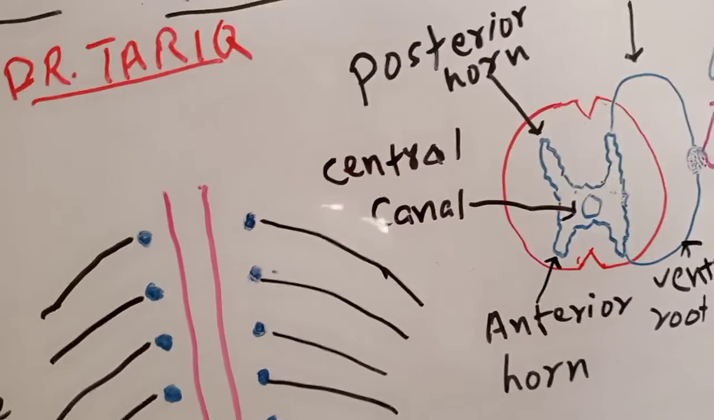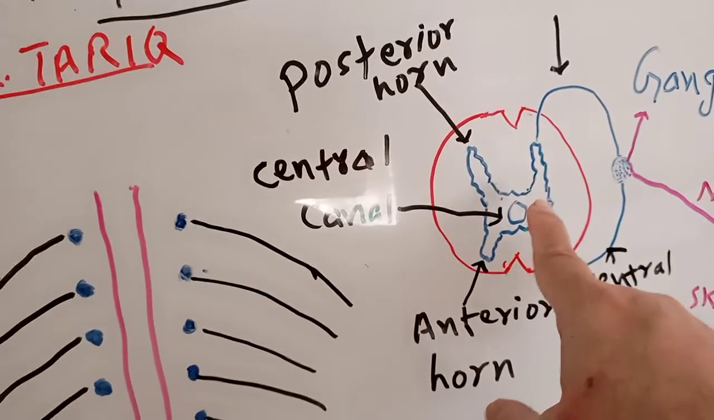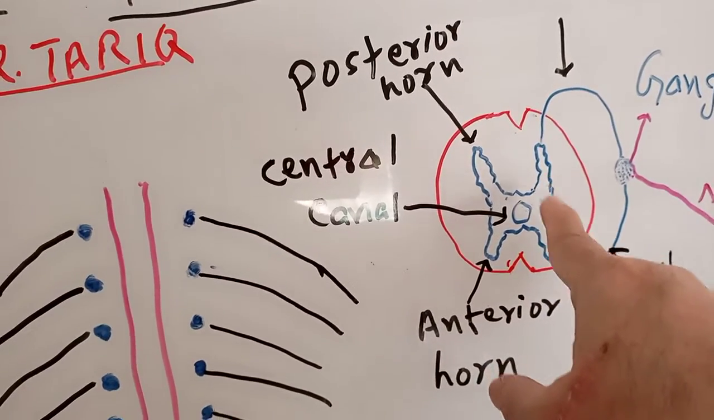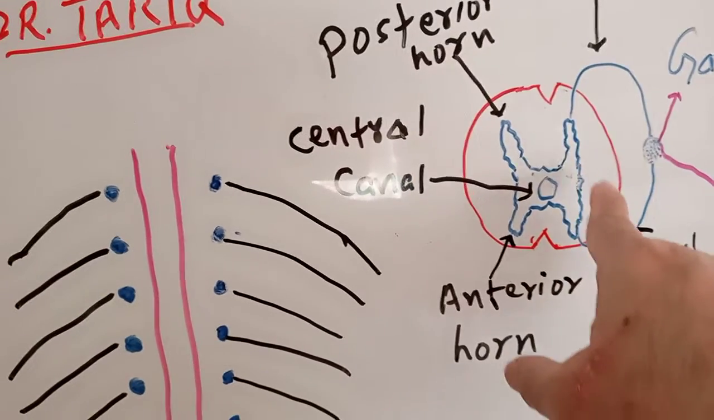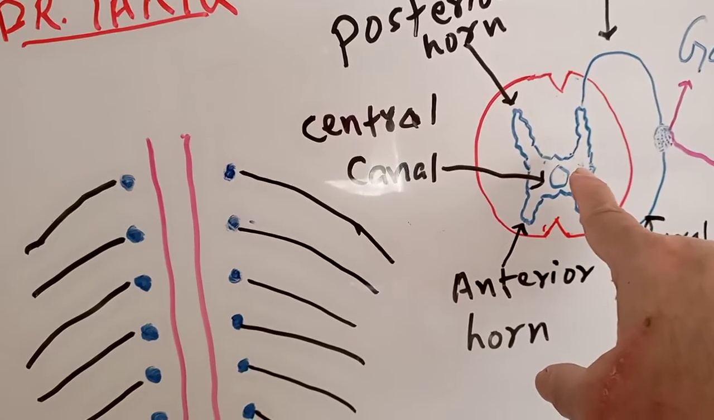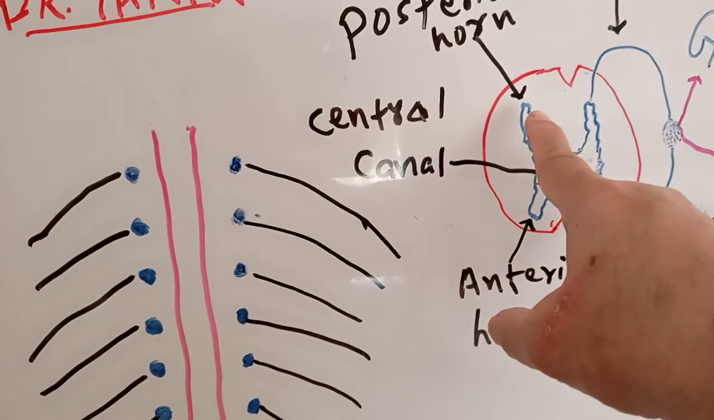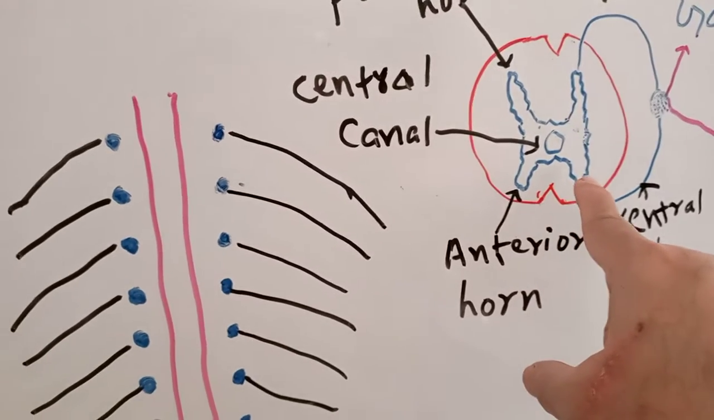If you look at the cross section of the spinal cord, gray matter is in the center, which is like S shaped or butterfly shaped, and white is on the periphery. So there are four horns of the gray matter. These are known as posterior horns, and these are known as the anterior horns.